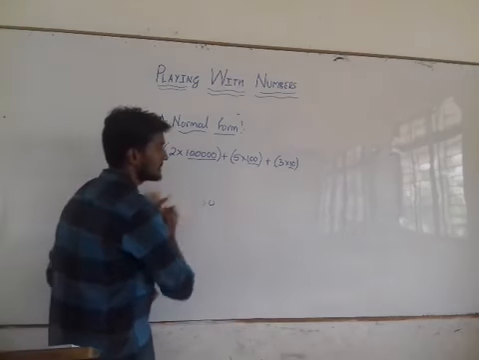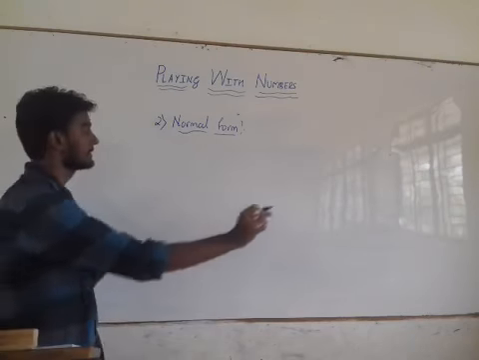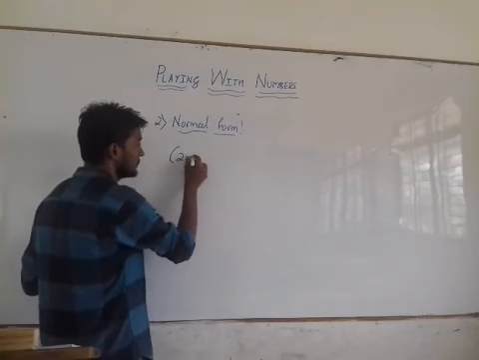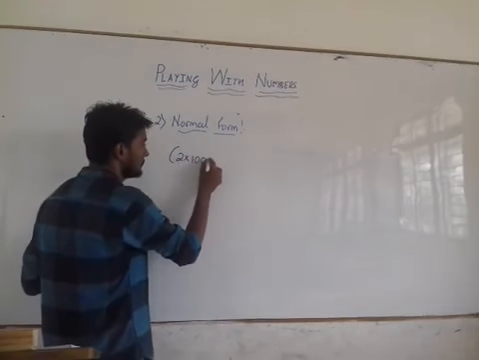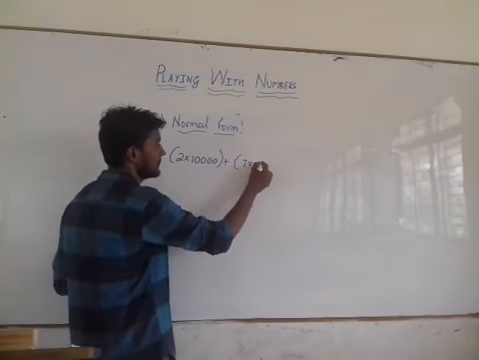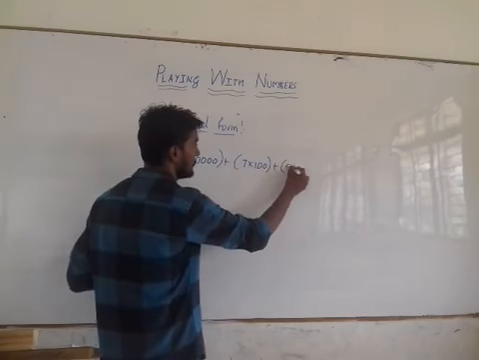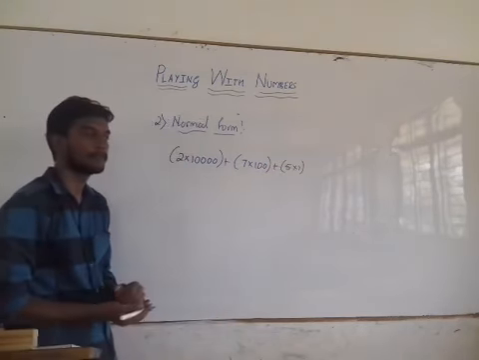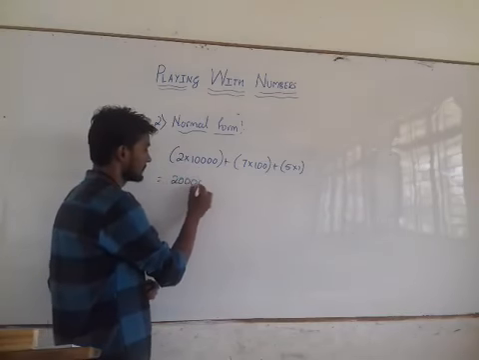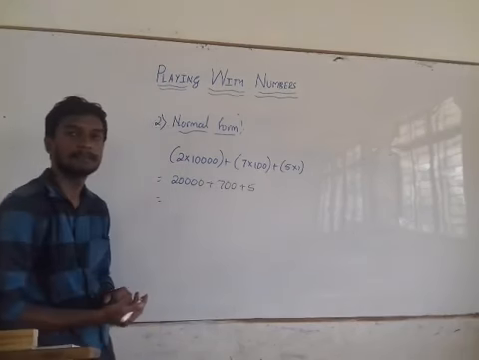So at last, I will take one more example for this normal form. The example is 2 into 10,000 plus 7 into 100 plus 5 into 1. So 2 into 10,000 is 20,000, plus 7 into 100 is 700, plus 5 into 1 is 5.